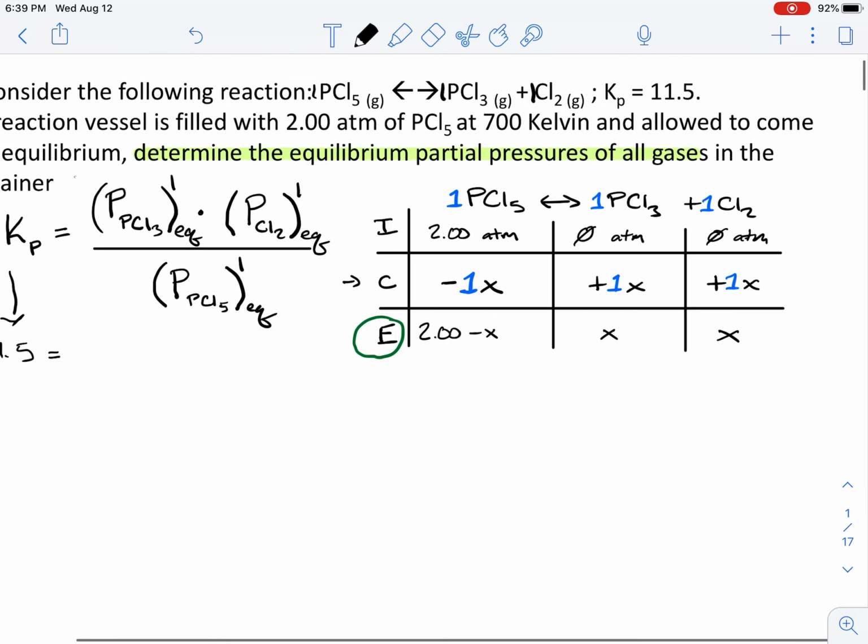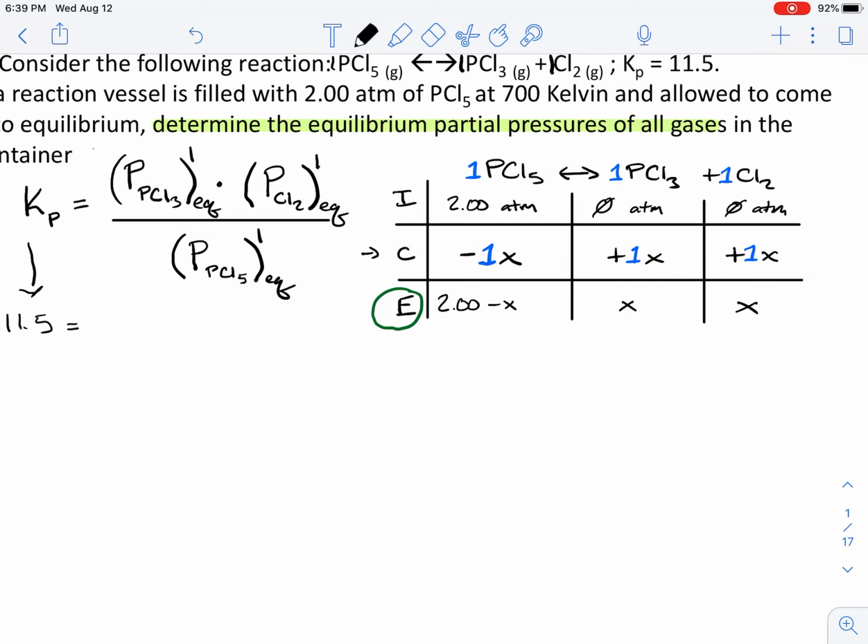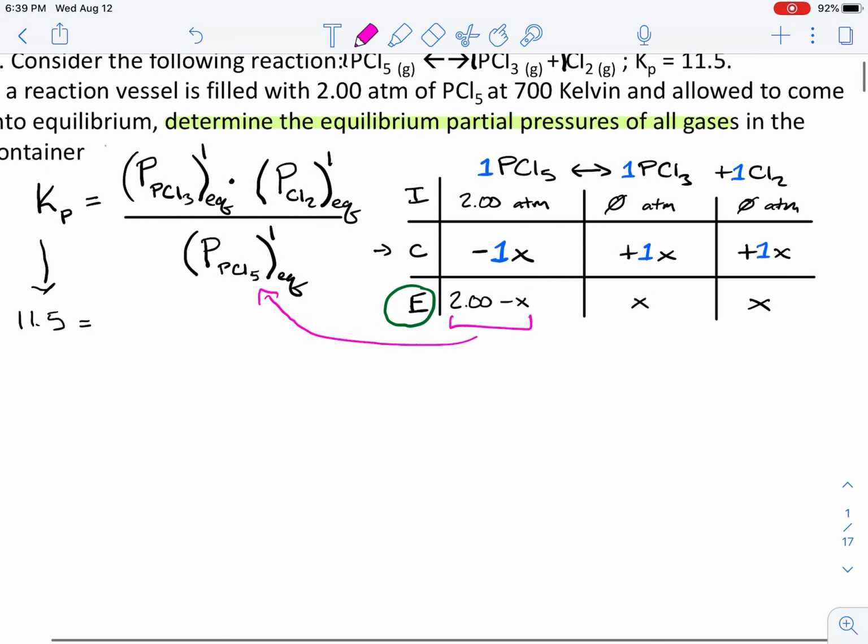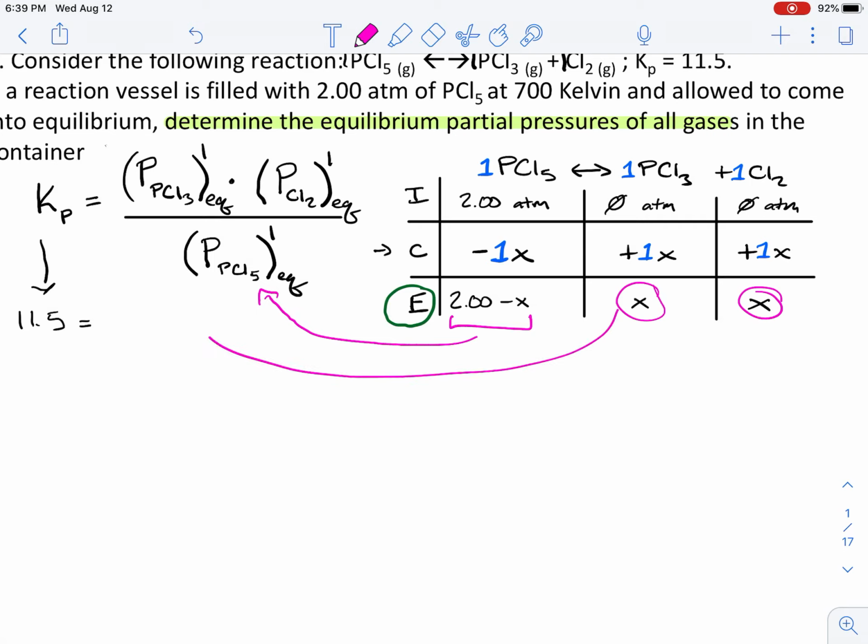So now that we have these mathematical expressions for the equilibrium state for each and every single one of these substances, we're going to go ahead and use all of this and plug it into our mass action expression. And so this term, since it represents PCl5, is going to be plugged into the denominator. And these two x's is going to be plugged into the numerator of where it's written.